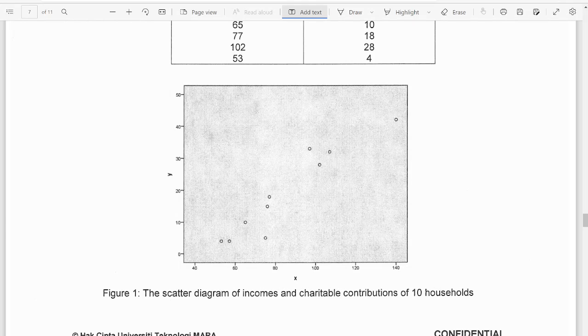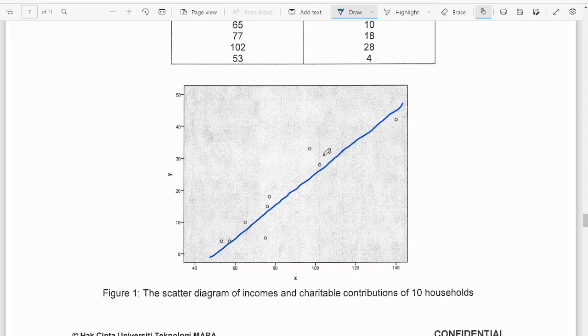So in this situation, if you want to draw a straight line across this data set, you can draw a line something like this, right? You can see that the data points are close to the straight line. If the data points are close to the straight line, you can say that the relationship between x and y is strong.